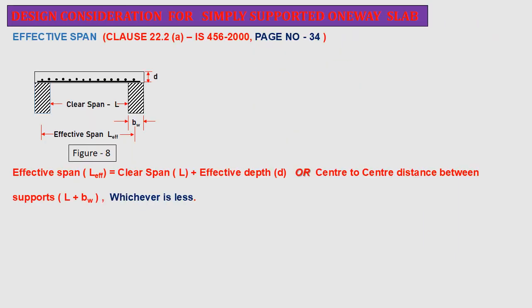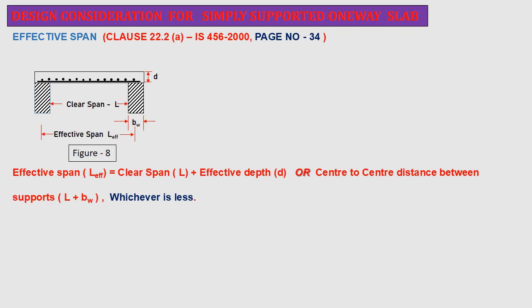Now, I shall discuss the design considerations for a simply supported one-way slab as per IS 456-2000. So first we shall know how to calculate the effective span of a one-way simply supported slab. This is given in clause number 22.2a in IS 456-2000. So the effective span of a simply supported slab or beam as per code is equal to clear span plus effective depth, or center to center distance between the supports, whichever is less.